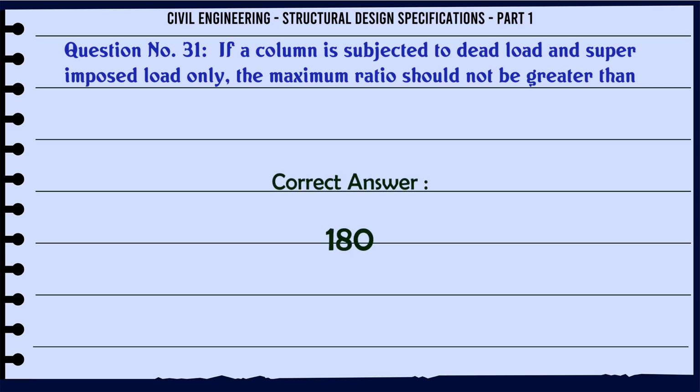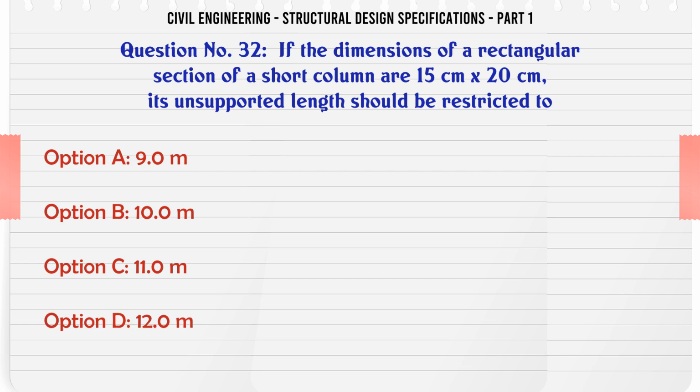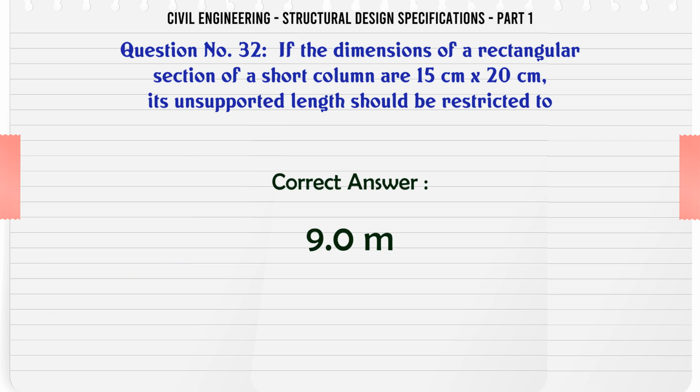180. If the dimensions of a rectangular section of a short column are 15 cm x 20 cm, its unsupported length should be restricted to A. 9.0 m, B. 10.0 m, C. 11.0 m, D. 12.0 m. The correct answer is 9.0 m.